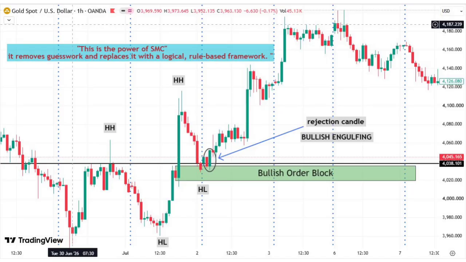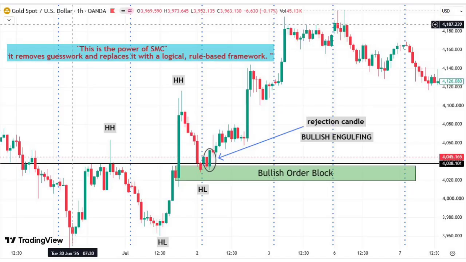Example, going long. You confirm an uptrend on the 1-hour chart. Price breaks a previous high. Then bullish BOS confirms the trend continuation. Before that breakout, you find the last bearish candle, the bullish order block. Price rallies, then pulls back into that OB zone. Inside the OB, you spot a rejection candle signaling selling pressure is exhausted. Enter long. Stop loss just below the OB. Take profit at the previous high.